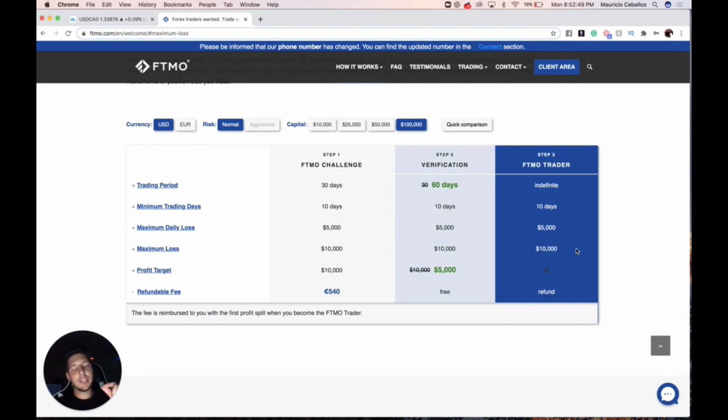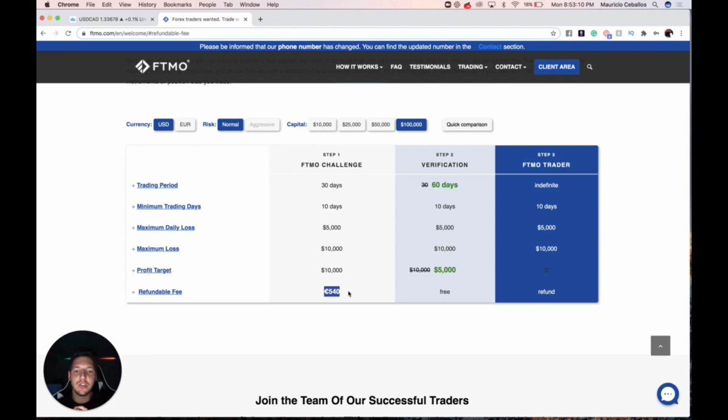But here's the cool thing. If you're able to trade at least 10 days, and then on top of that, you're able to make a 10% gain, which means, you know, it's $10,000, and you decide to withdraw. What's going to happen is that at the moment that you withdraw, the FTMO brokerage is going to go ahead and refund you the money that you paid to do your trial, which is pretty cool, right? They're refunding you the money that you started to get your trial.